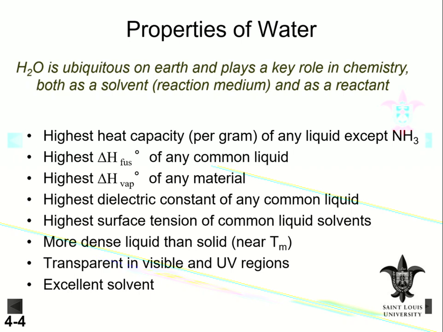Now, why does water have all these interesting properties? Well, the first three things listed on here are things that we'll cover in Chapter 6. So we don't really need to understand these fully now, but it turns out water has the highest heat capacity of any liquid per gram, except ammonia, liquid ammonia. It has the highest enthalpy of fusion of any common liquid and the highest enthalpy of vaporization. Now, what do those first three things mean? Well, it really boils down to this one simple idea. Water can absorb a lot of heat, and it can release a lot of heat. Water is a great storehouse for energy, much better than most any other molecule.